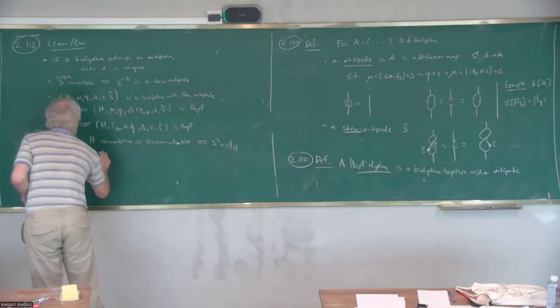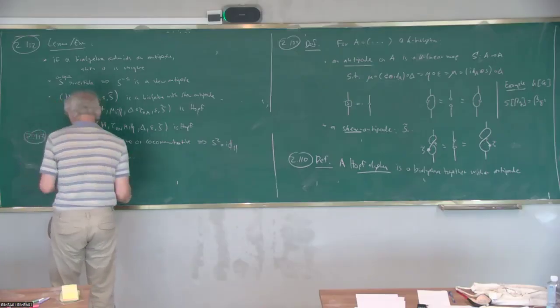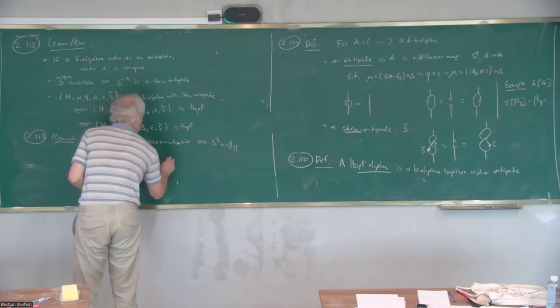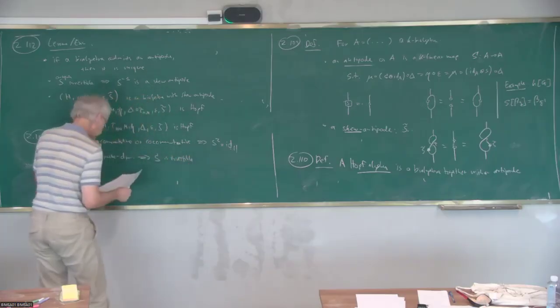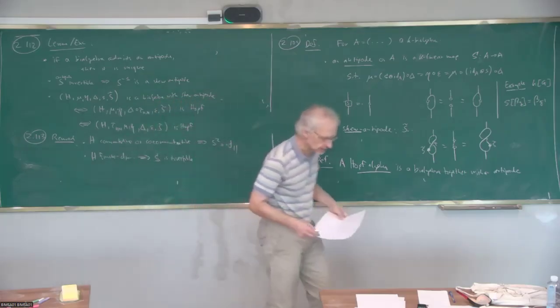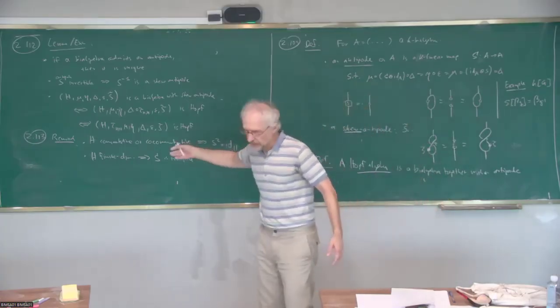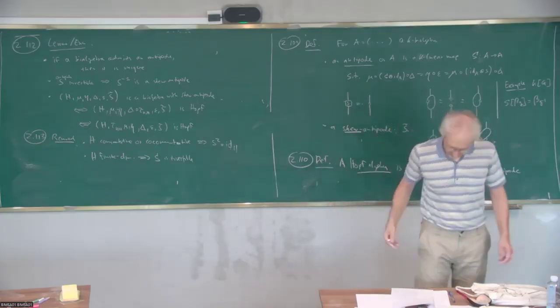Also, if H is finite dimensional, I have not assumed this so far, then the antipode is invertible. And we remark that in the infinite dimensional case, you can have Hopf algebras with non-invertible antipode, but it's not easy to find some.